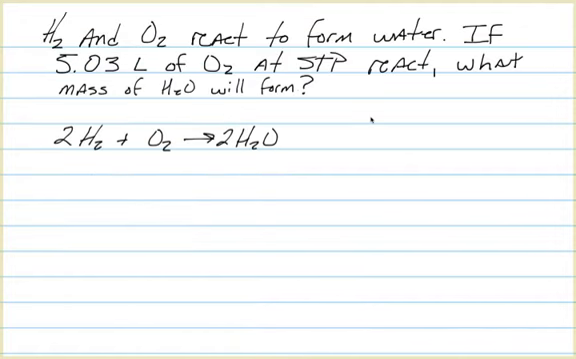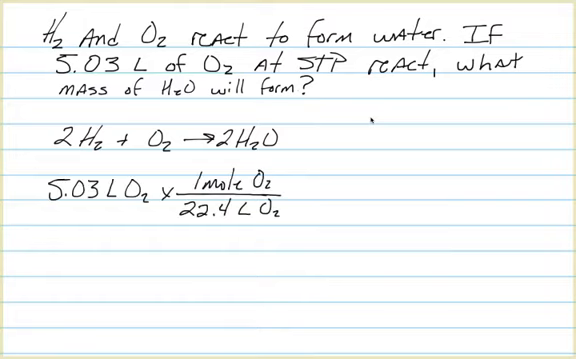Let's see this in action. So if hydrogen and oxygen react forming water, if 5.03 liters of that oxygen at STP react, what mass of water will form? So first thing we do is write out and balance our chemical equation. Our first conversion would be to convert that liters to moles.